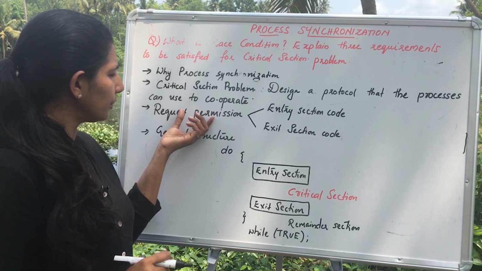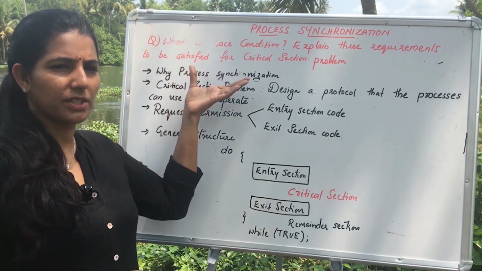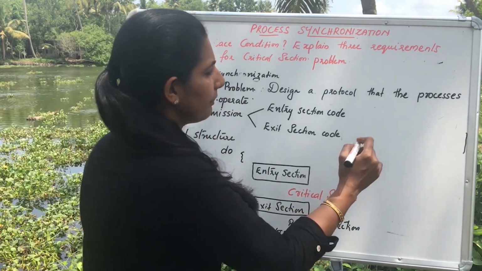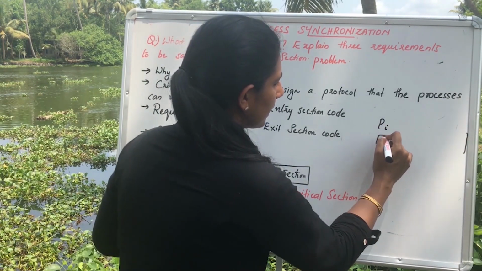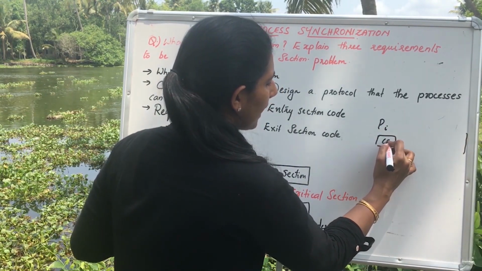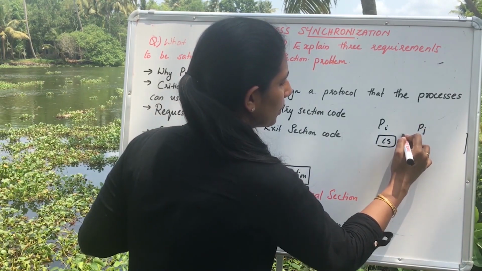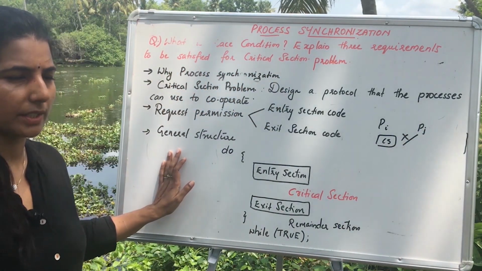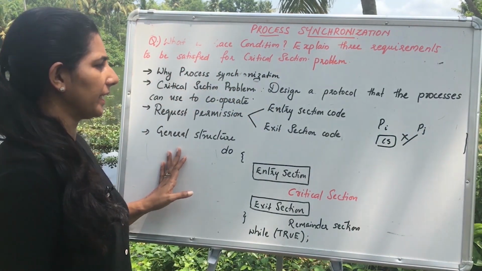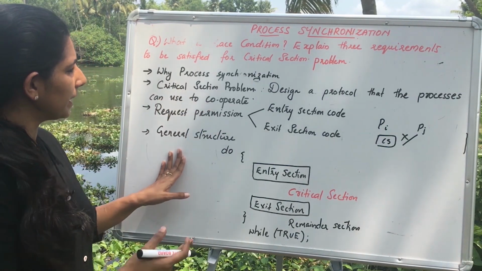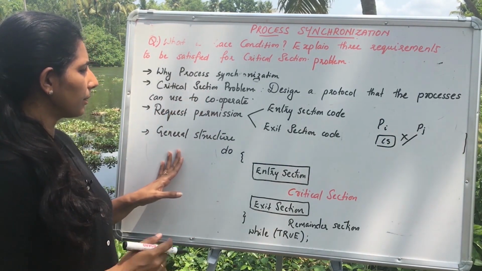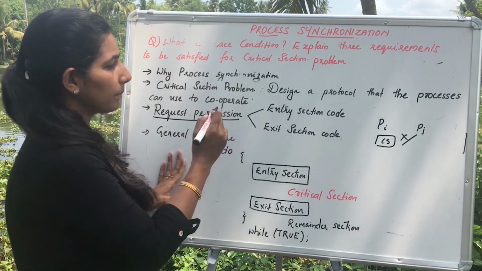So, to access a critical section, the main feature, as I said, the first thing is that if Pi is entering a critical section, we should take care that Pj is not allowed to enter the critical section. That is nothing but mutual exclusion, I can see. And another particular thing we can see in the critical section problem is that we have to have a request permission.